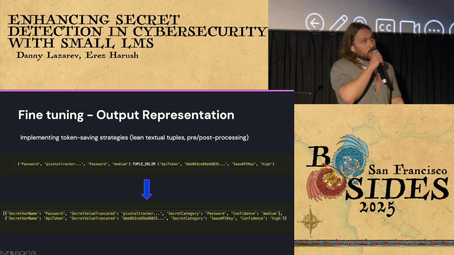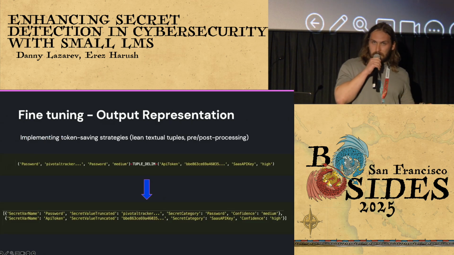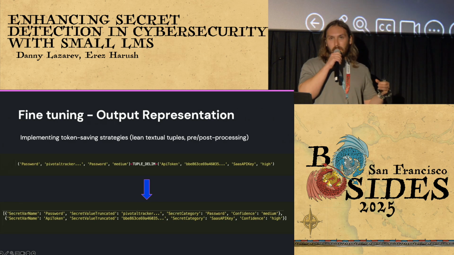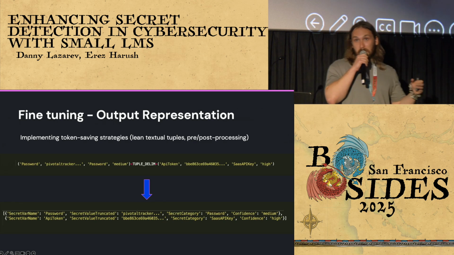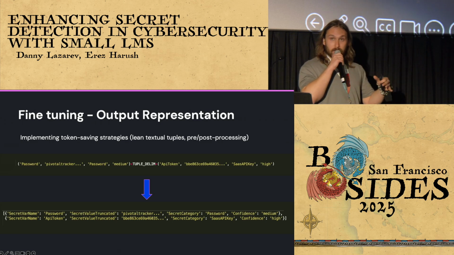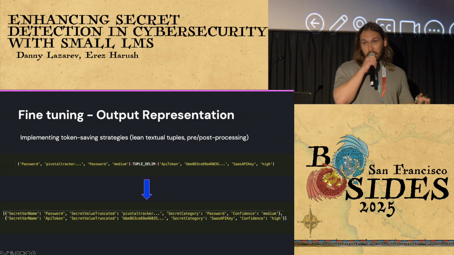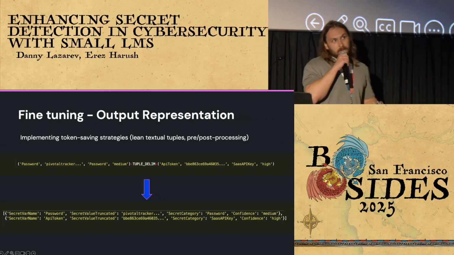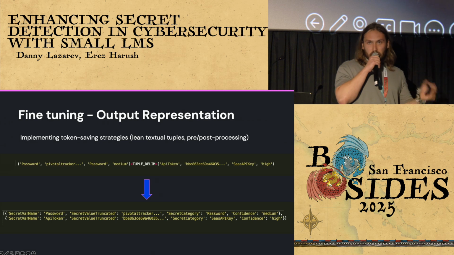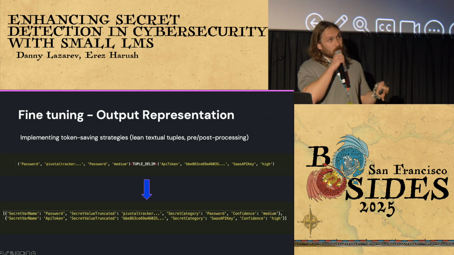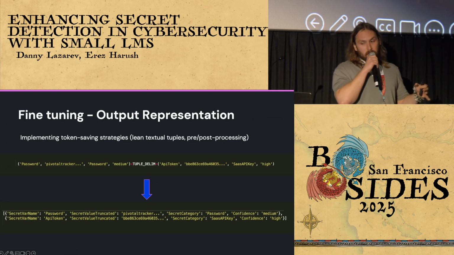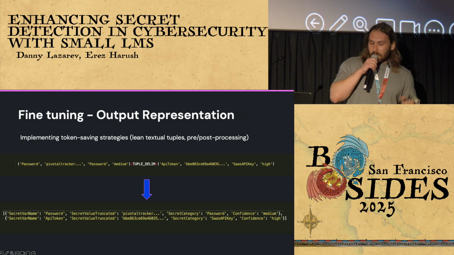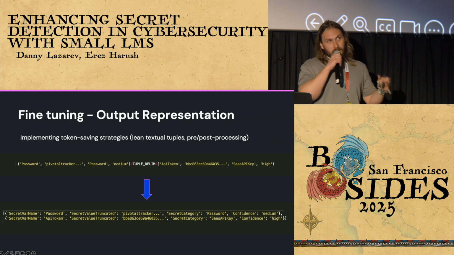Also, as we talked about before, we are running at very, very large scale, around 20 million files a day. Each token that the fine-tuned model outputs is time and compute. So we want the model to output only the necessary data, and only afterwards we post-process it into our relevant JSON data. That's how we implemented it: the model outputs a tuple, and afterwards we post-process it into a structured JSON.